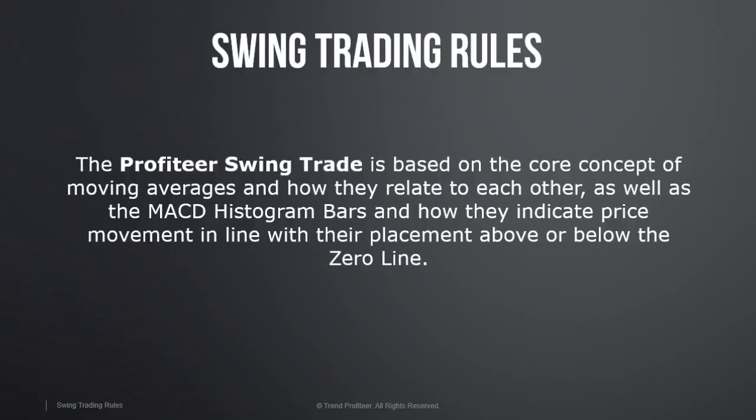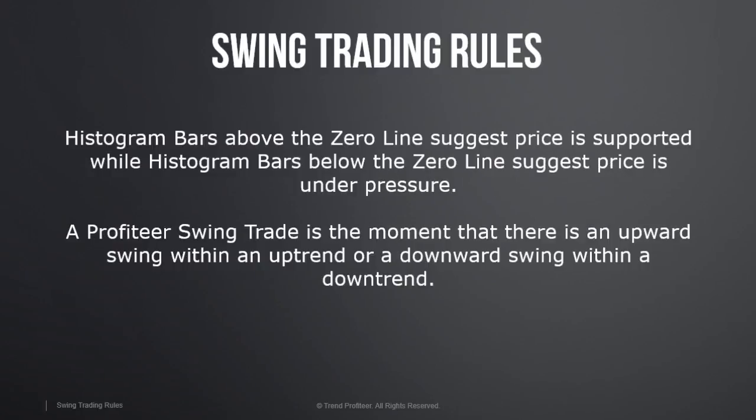The profiteer swing trade is based on the core concept of moving averages and how they relate to each other, as well as the MACD histogram bars and how they indicate price movement in line with their placement above or below the zero line. It does use the RSI as well, but the main thing here is the MACD indicator to really identify those swings within a trend that already exists.